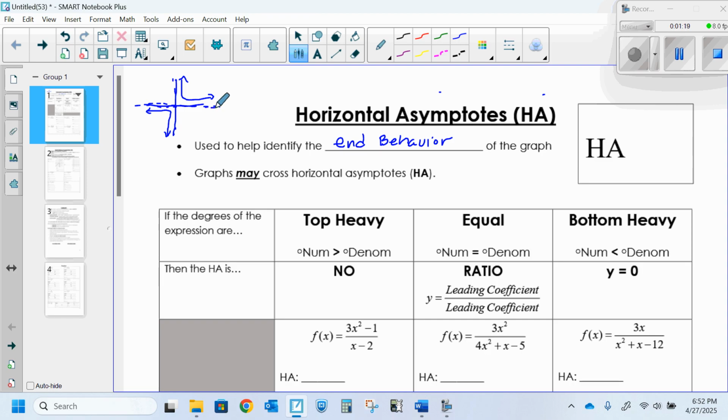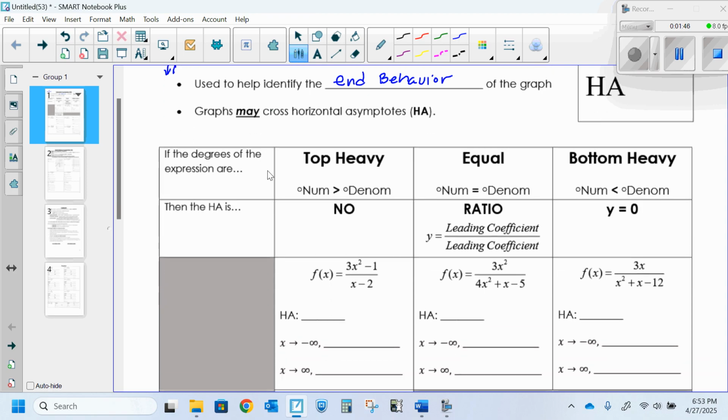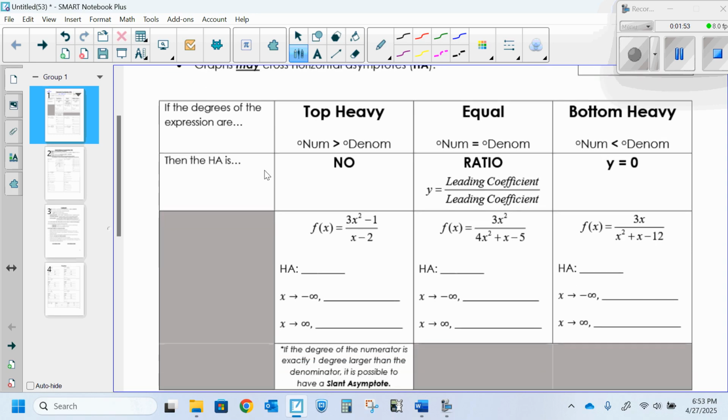Now that's for the parent graph. So as you know, we cannot cross vertical asymptotes. We can cross horizontal asymptotes, however. Having said that, we're not going to show a whole bunch of those that actually do cross. I'll show you maybe one example. There's a way to show it algebraically, whether they cross it or not, and I may or may not get to that.